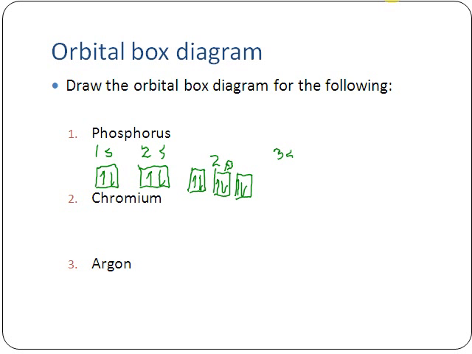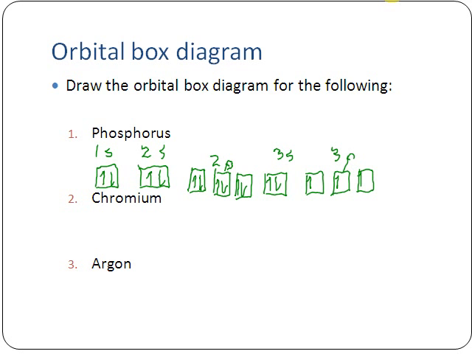After 2p is 3s. So there's our 3s orbital. We have an up and a down. Then we're going to go into the 3p. That has 3 suborbitals, so we've got it like that, and this will be an up and an up and an up like that, and so that would be the orbital box diagram for phosphorus. Now I do want to note one thing: if you have an unfilled box, you have to draw the unfilled box there.